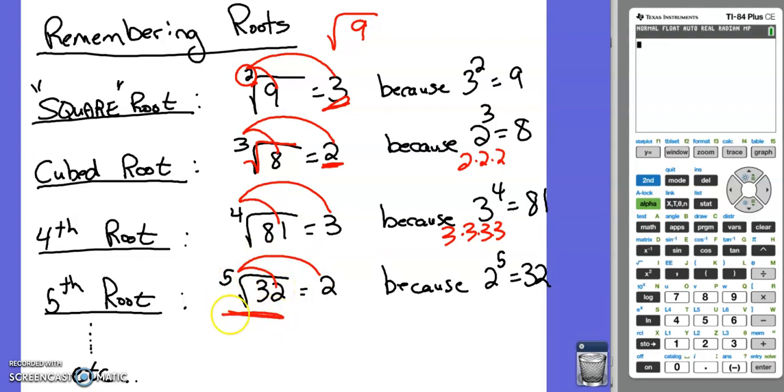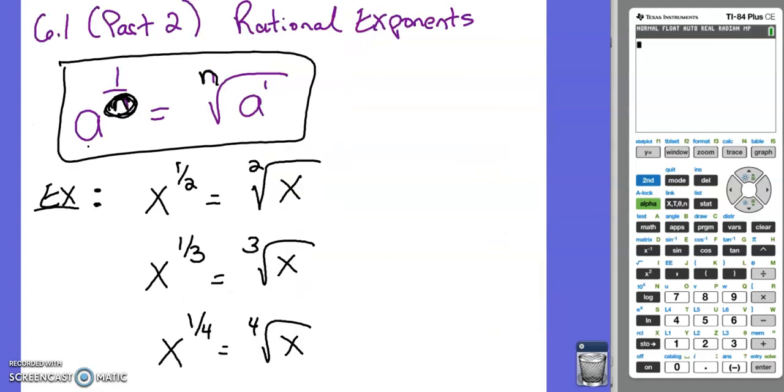And the same thing with 2 to the 5th is 32. This is pronounced the 5th root of 32. Again, the reason it's 2 is because 2 to the 5th is 32. So 2 times 2 times 2 times 2 times 2 is 32. And this continues on and on. So that's just to remind you what a root is. Let's look at some examples.